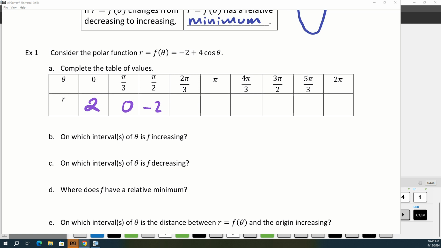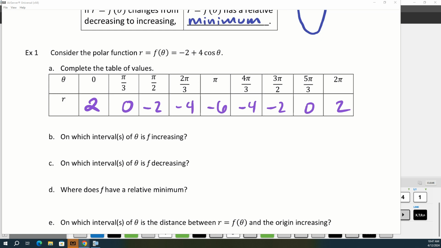All right. 2 pi over 3? Yes. Pi? Yes. 4 pi over 3? Yes. 3 pi over 2? Yes. 5 pi over 3? Good. And 2 pi? Nice job, everybody.